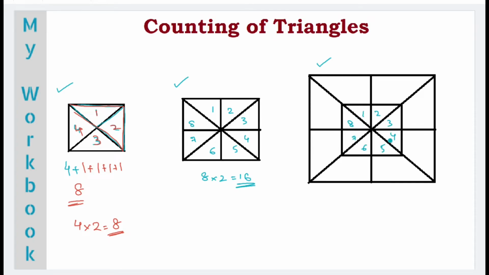So there are 8 smaller triangles inside the inner square. So for the inner square you will have 8 into 2, which is 16 triangles. Now let's move on to the bigger square on the outside. The same straight lines have divided the interior of the square into many parts. Let's number the smaller triangles formed inside the bigger square.